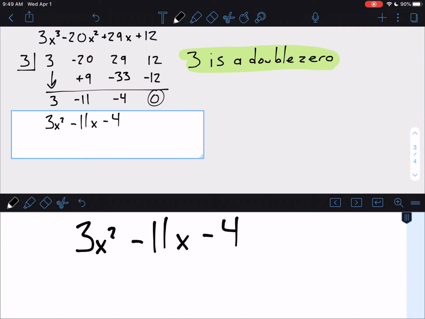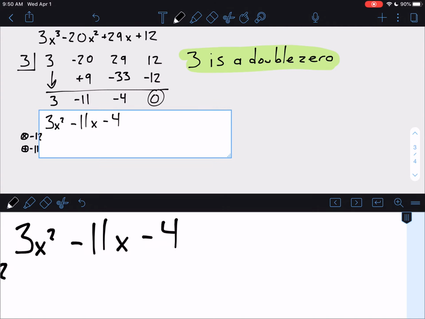So just as before, we are left with a quadratic. And I could continue if I wanted. I could continue with the synthetic division, but I'm just going to factor this like I factor a quadratic. I want 2 things that are going to multiply to be -12 and add to be -11. And those 2 numbers are going to be -12 and 1.